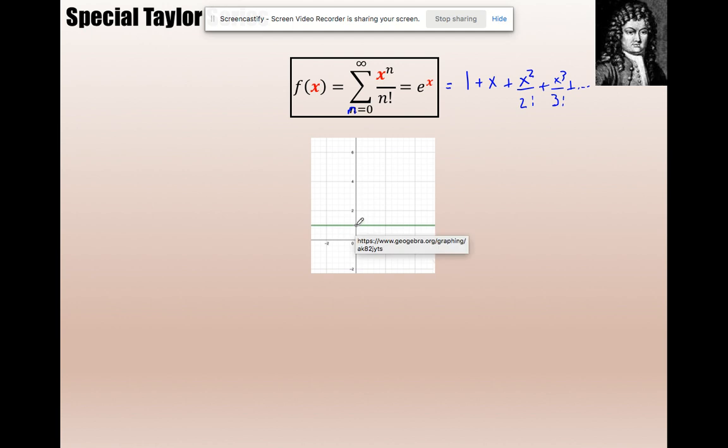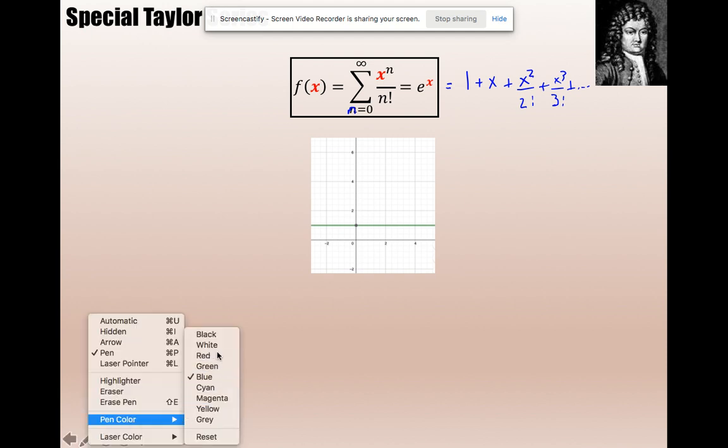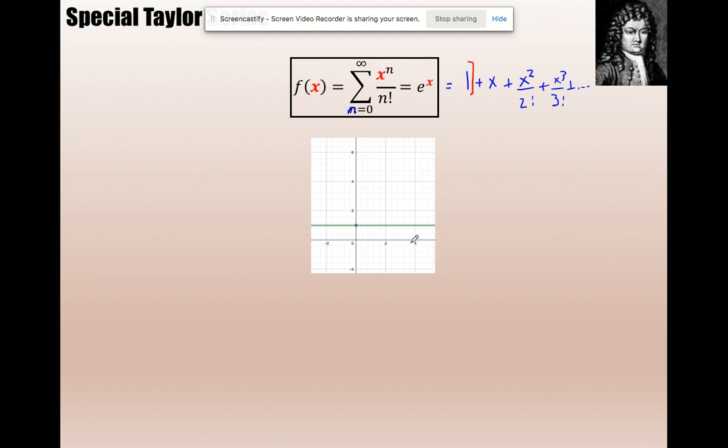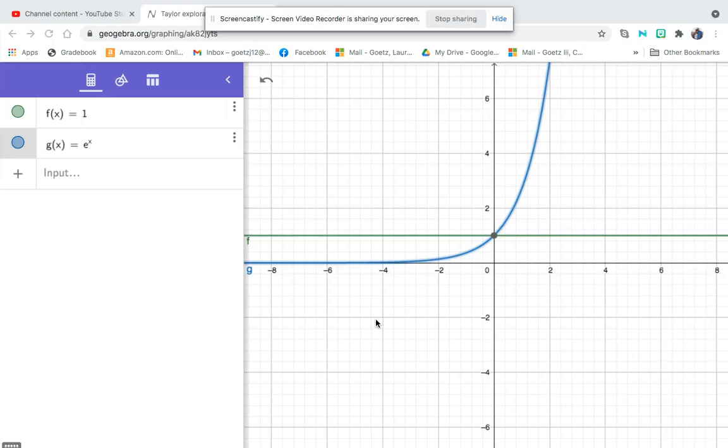I want you to look at this graph and realize what happens if you stopped this infinite polynomial after the first term. You would get f of x is equal to 1. There's that graph. I've truncated the infinite polynomial after one term. I've also graphed the function e to the x. Does the green function look at all like e to the x? No, it doesn't. Well, it does at one place, right here. They look exactly the same.